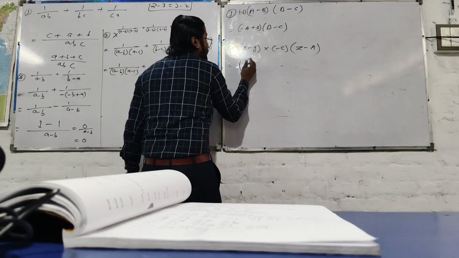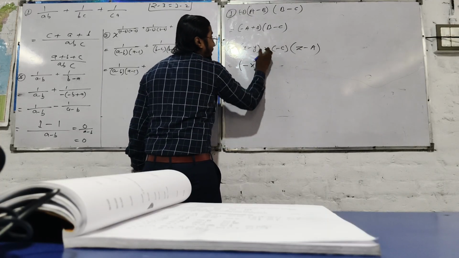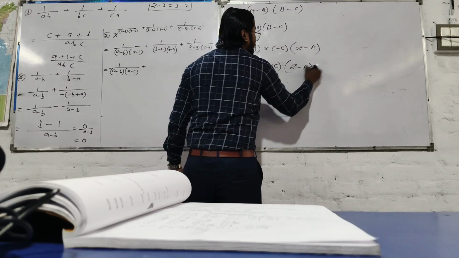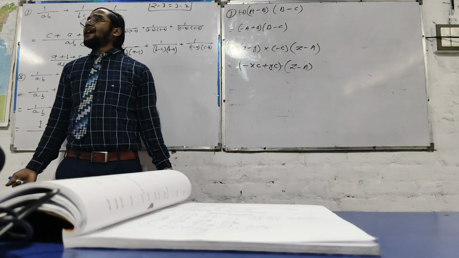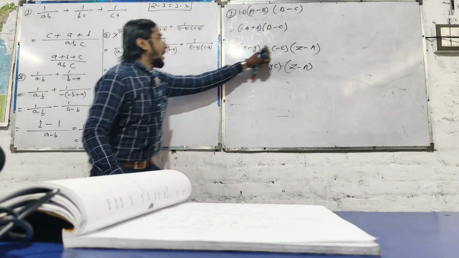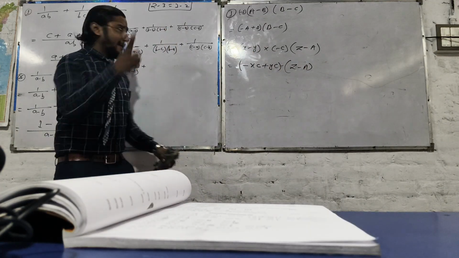Minus c multiplied with x, what will you get, guys? Minus xc. And minus y multiplied with minus c, what will you get? Plus yc. Right, wrong? And now z minus a will be as it is. You cannot say this will multiply this one and this will multiply this one. You cannot do that.